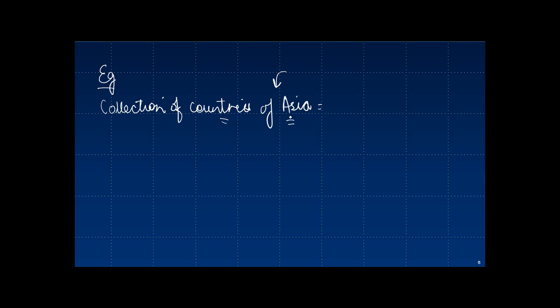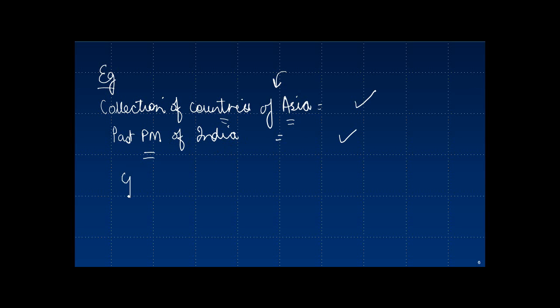Here, when I talk about examples, this means examples of a set. So if I say a collection of countries of Asia, what is this? We know there are certain countries which are part of Asia. It's a defined collection. So therefore, this is a set. Similarly, past prime ministers of India. Again, this is a set because this combination or collection is a well-defined collection. It's not a vague thing.